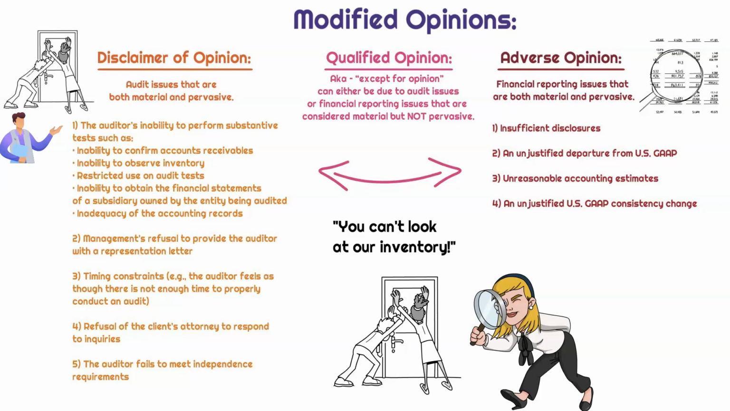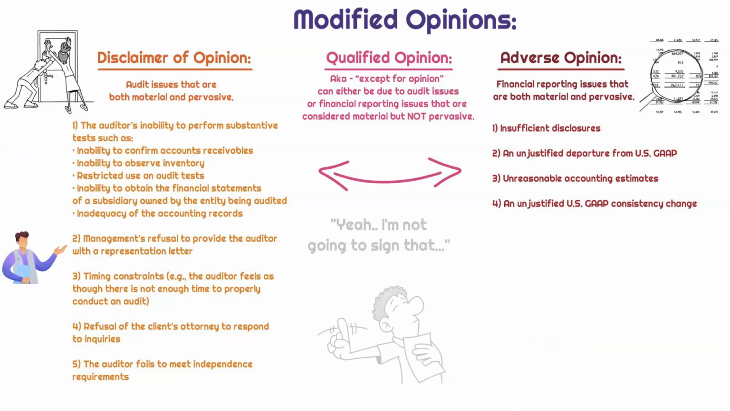Okay, so some other areas can be restricted use on audit tests, the inability to obtain the financial statements of a subsidiary owned by the entity being audited, inadequacy of accounting records. This is all preventative from the auditor doing their job. Okay, so Detective Lucy cannot come to a conclusion with the information provided by management. Some other areas we need to be mindful of.